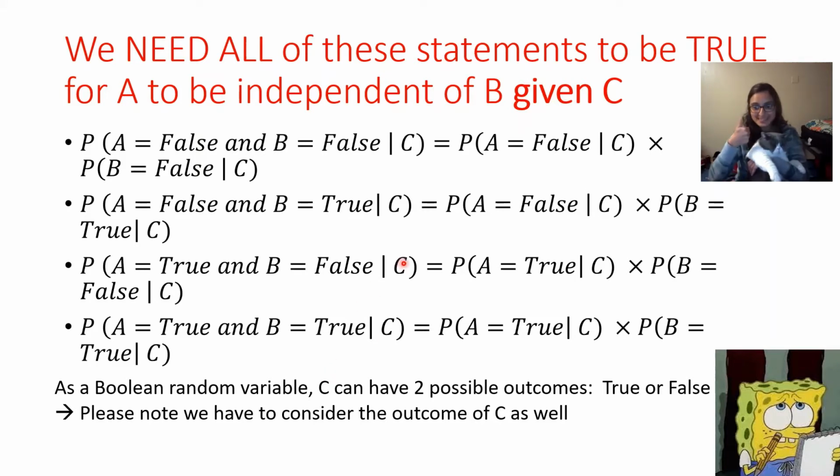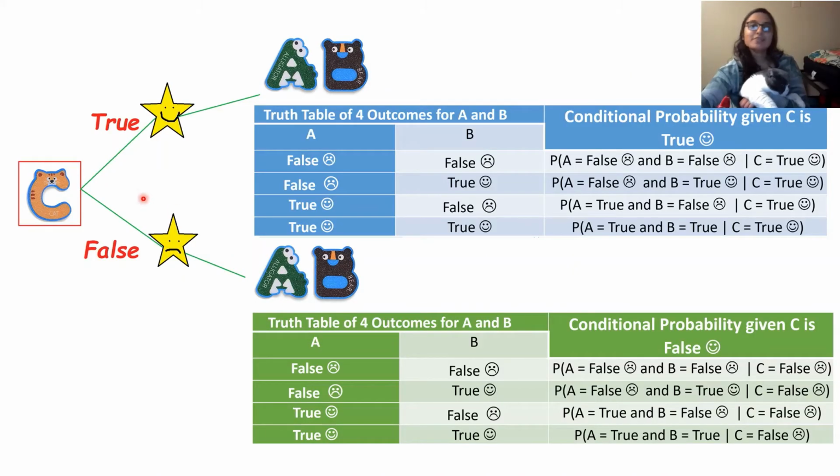Since C is a Boolean random variable, it's essentially an event, and it can have two possible outcomes. C can be true or it can be false. As you see here, I've just said given C. So the way you can think about it is we have our C here, and C is for cat. Hi, Yankee. This little cat can be true or it can be false. If C is true, we have our A, B over here, and again we have the four sets of values that they can have: both false, A false and B true, A true and B false, or both true.